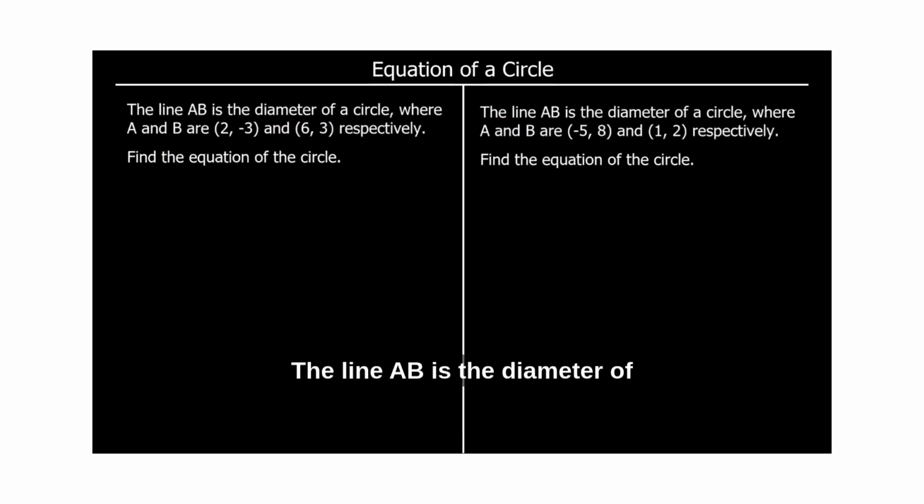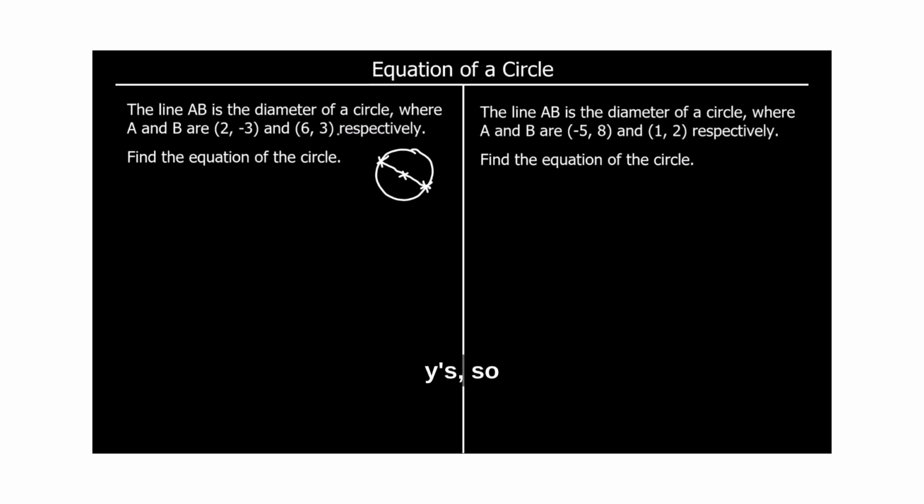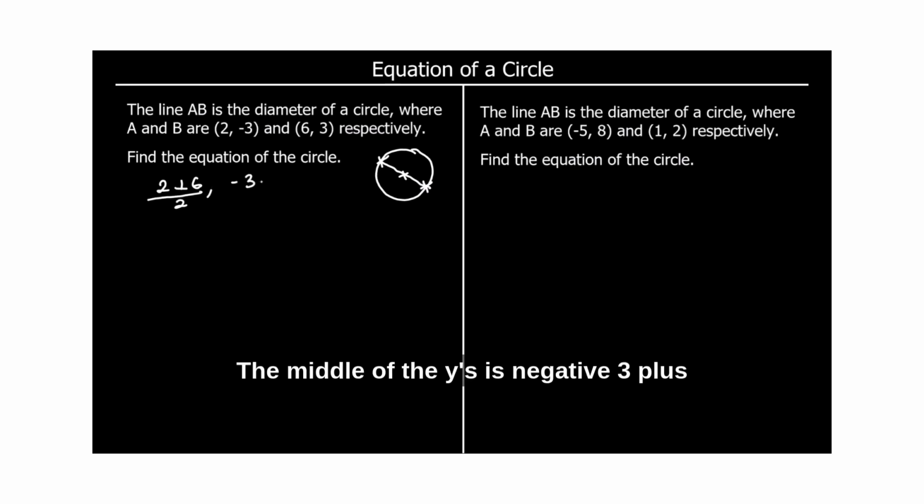The line AB is the diameter of a circle where A and B are 2, -3 and 6, 3 respectively. Find the equation of the circle. So if we've got 2 points which make a diameter, the middle of them must be the center of the circle. So if we find the midpoint of these two, that will be the center. So the middle of the x's and the middle of the y's. The middle of the x's is 2 plus 6 divided by 2. The middle of the y's is -3 plus 3 divided by 2.